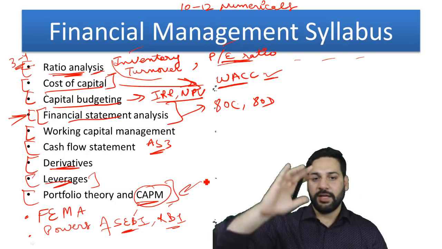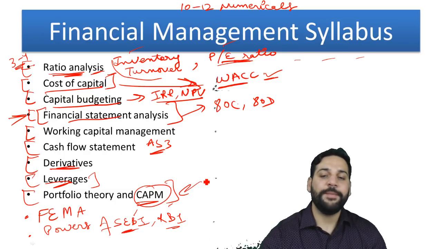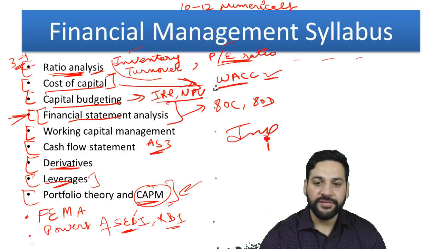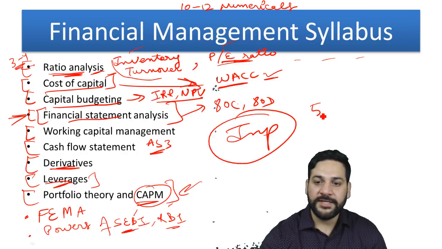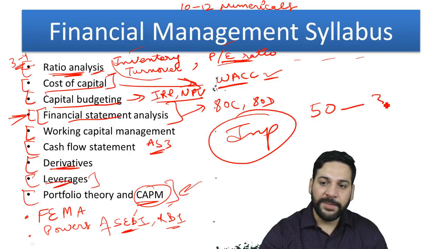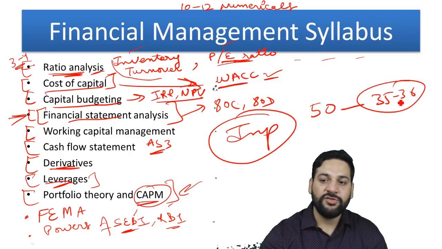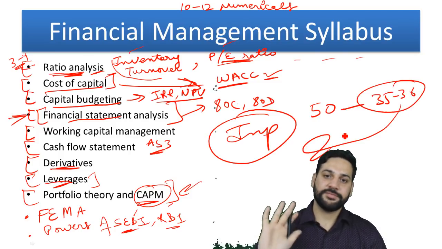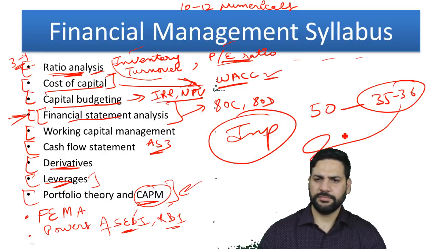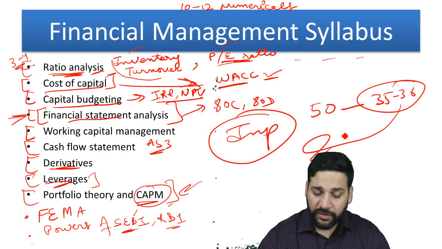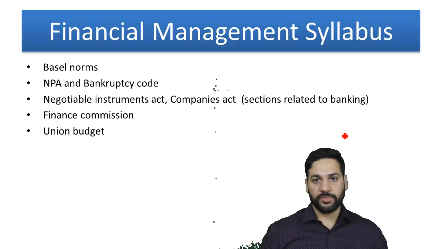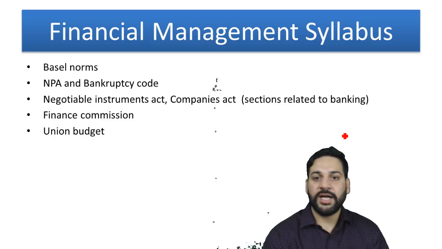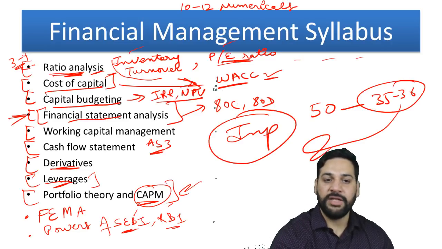So this is all the most important part of financial management. Out of 50, you can expect 35-36 questions from these topics only, at least. That's it, 35-36. The rest of the questions will be a little absurd. You cannot assume that you are going to find all 50 questions from these topics.